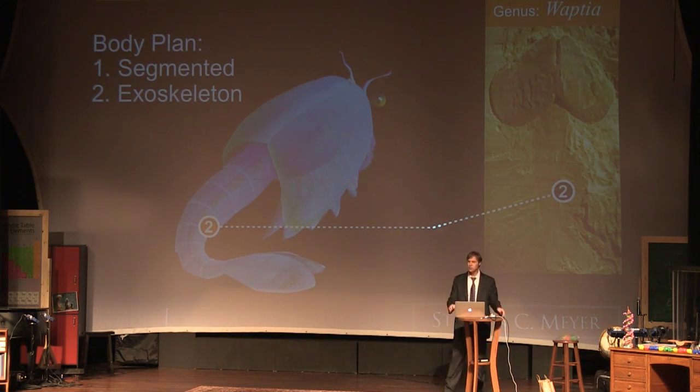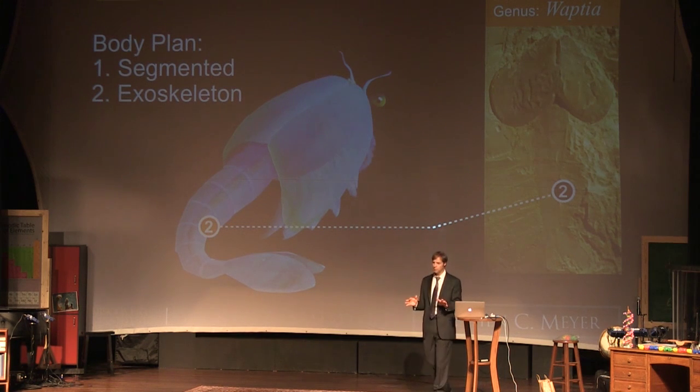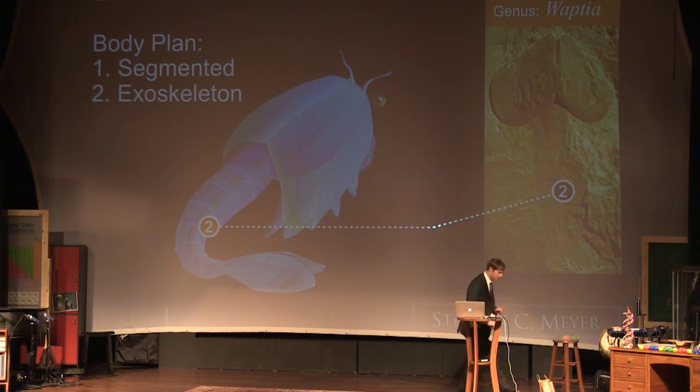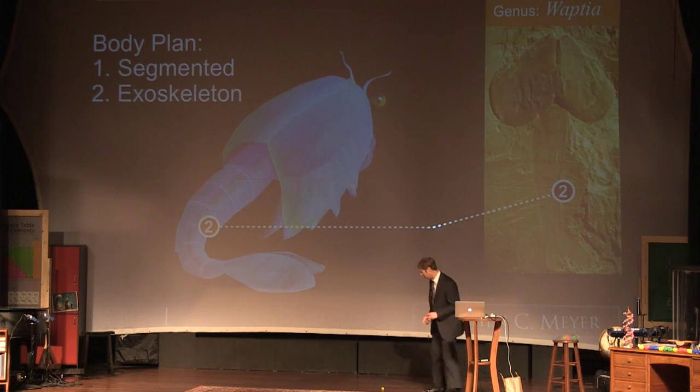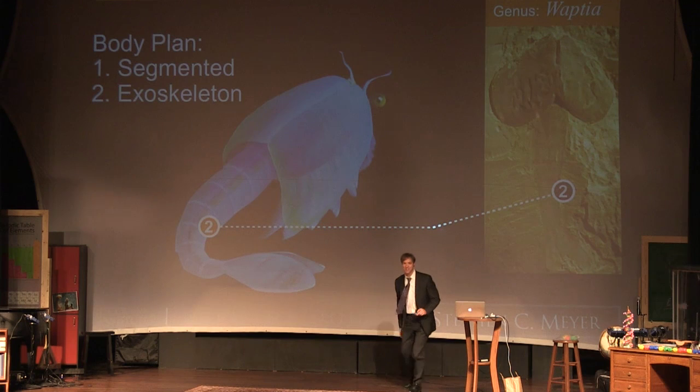Now, these are just a few of the many forms of life that were discovered at the Burgess Shale. And I think I have a little model of another one. Some of them were extremely bizarre, strange anatomical forms.